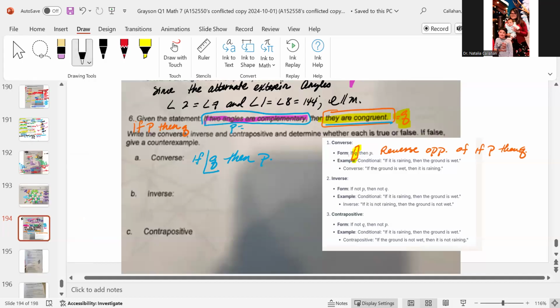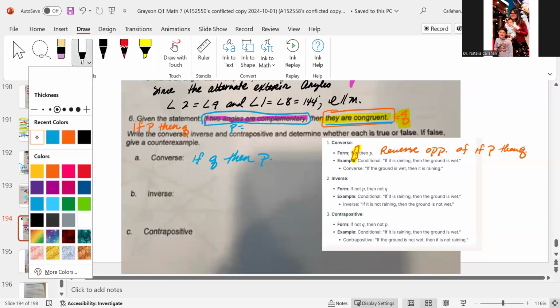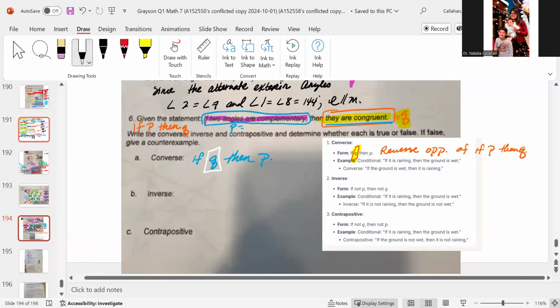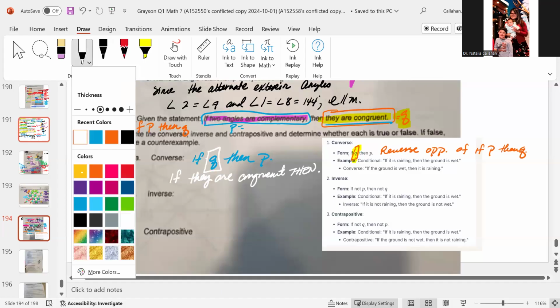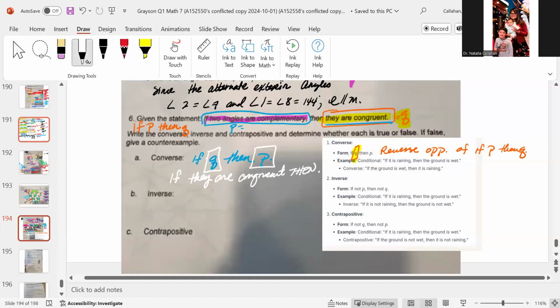So what we're going to do now is replace Q and P. So if Q, what is Q again? They are congruent. If they are congruent, then what? Then P. And what is P again?